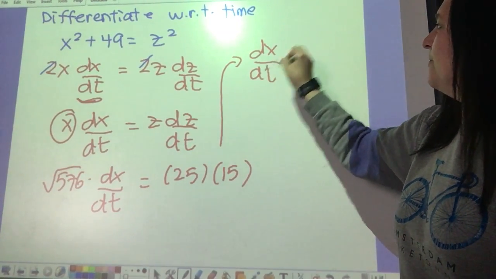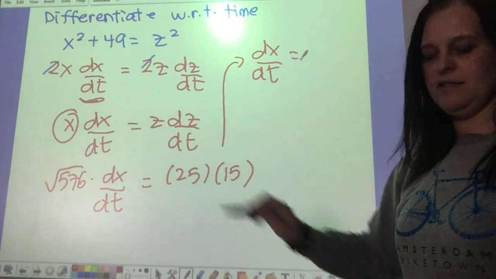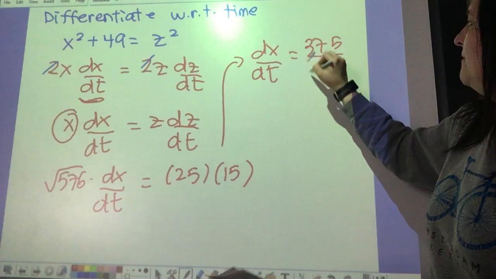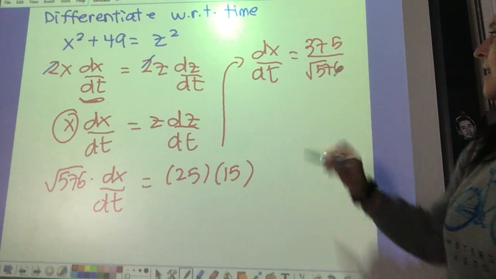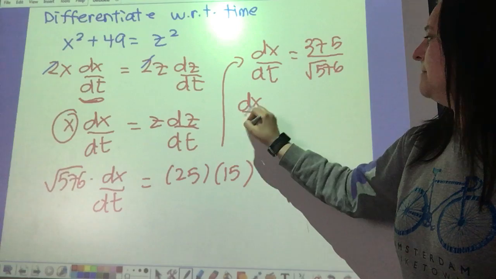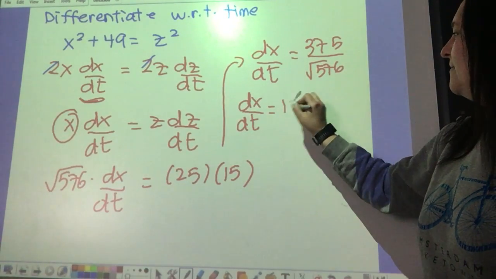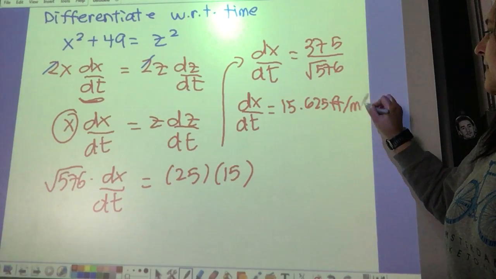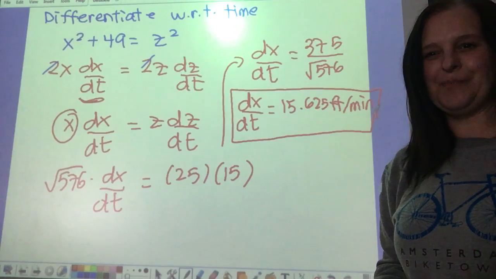So to solve for this, this is pretty easy math. You just do 25 times 15 divided by root 576. So it should be 375 divided by square root of 576. Because I have amazing mental math skills, I don't need a calculator. I know that that is 15.625. Remember, that is feet per minute. So yes, you do need to include units as well.